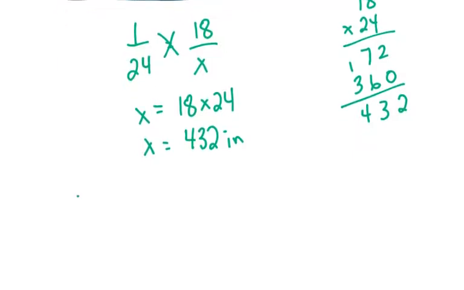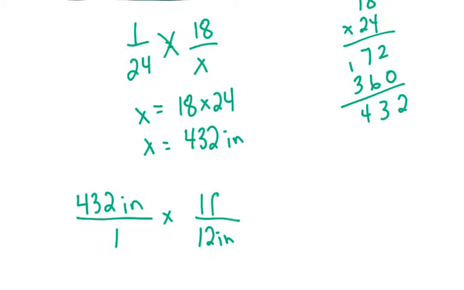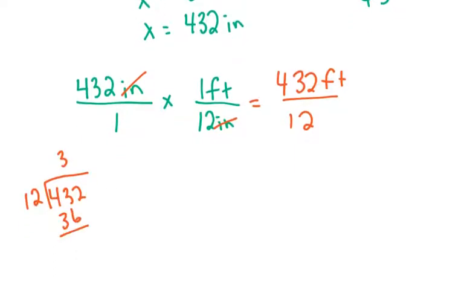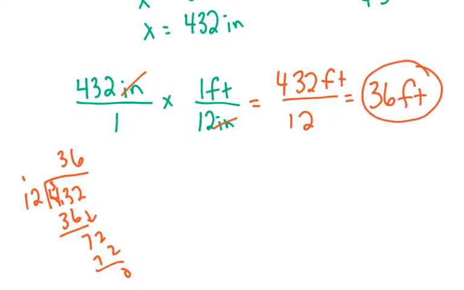So we're going to change our inches by using a unit multiplier. We know that there are 12 inches in 1 foot, so we can cancel out inches. We're going to end up with 432 feet divided by 12. So we're going to do 432 divided by 12. So we end up with 36 feet as our final answer.